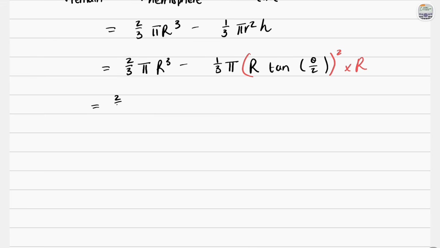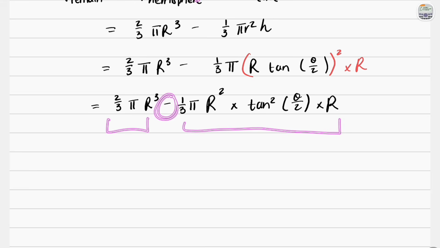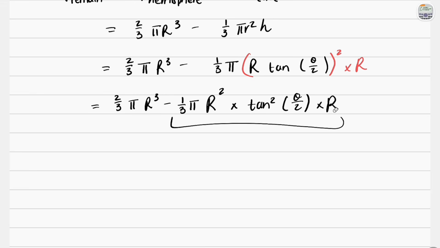Okay, so this is equal to still 2 over 3 pi R to the power of 3 minus, and we have here 1 over 3 pi. Now everything here gets squared. You have two values that are being multiplied. So R gets squared and becomes R to the power of 2, multiply by tan squared theta over 2, and then multiply by R. You see that here in this term, because terms are separated by plus or minus sign. So this is a separate term. That is a separate term. You can see that in this term, R and R would multiply. So this stays exactly the same.